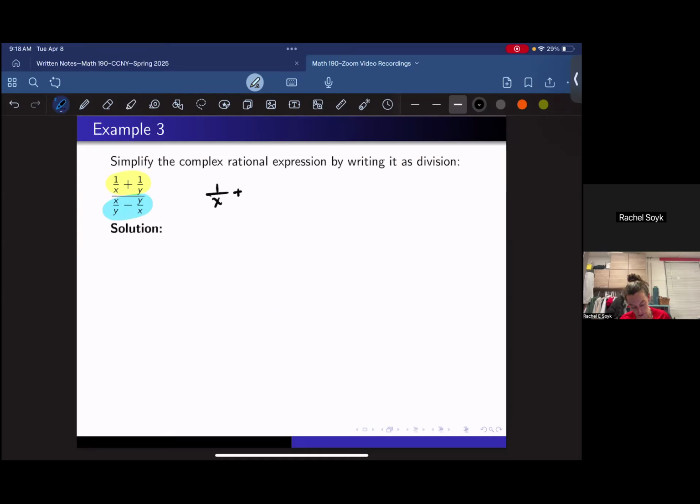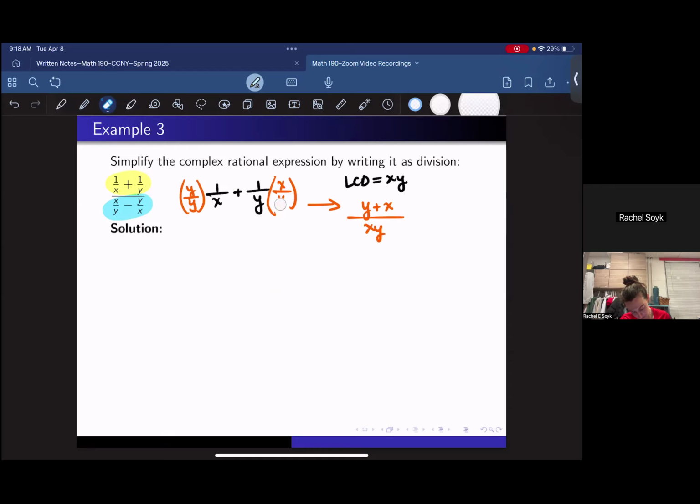We have 1 over x plus 1 over y. What's our LCD here? It's just the product of the two multiplied by your fancy forms of 1. And we're essentially looking at y plus x all over xy. Made a mistake over here. This should be x over x. And so now we have this fraction.